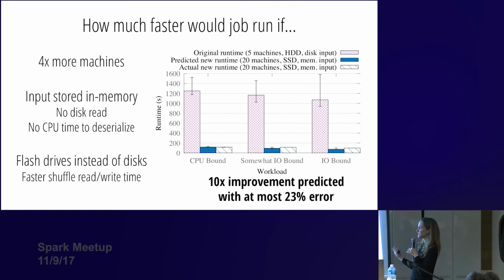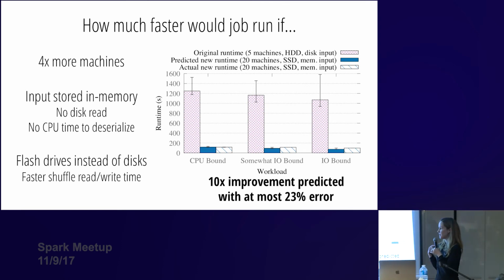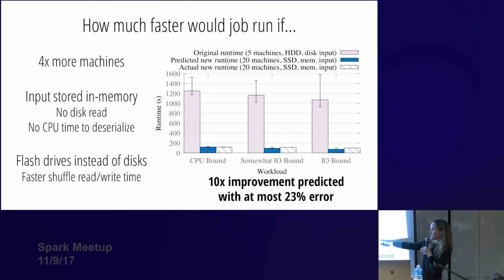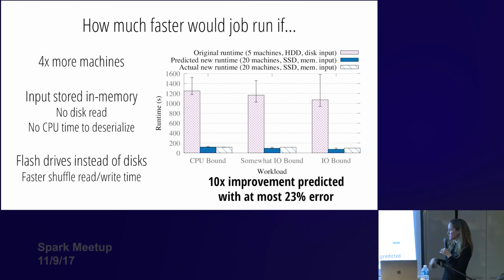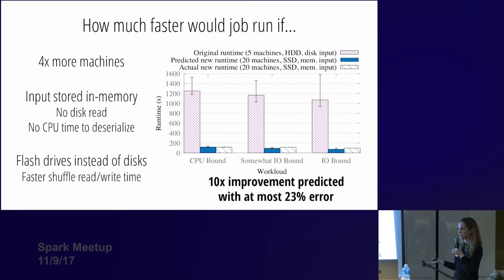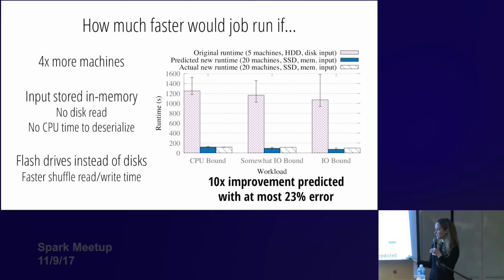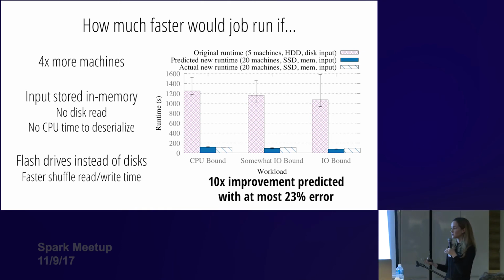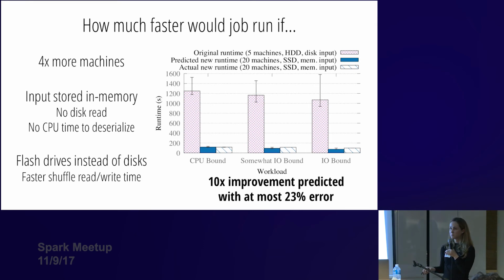So what this graph is showing is 3 different workloads. The leftmost bar is the time on the original cluster. The middle bar is the time on the new cluster that we predicted using these monotask runtimes and some very simple arithmetic. And then the rightmost bar is the actual time when we ran it on the new cluster. And the takeaway here is that we can correctly predict that these workloads all improved by about a factor of 10 as a result of all of these changes, and we can predict it with very low error.